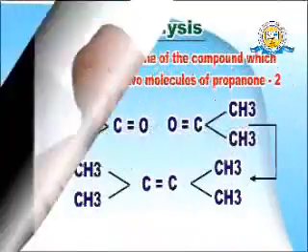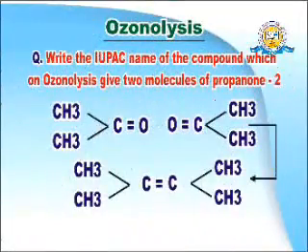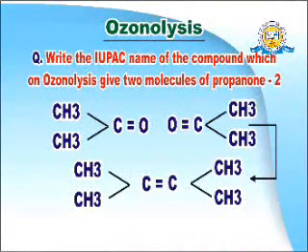We see a third example. I'll give it to you in the form of a question. Please see the question. An olefinic double bond compound on ozonolysis gives two molecules of propanone-2. What is the IUPAC name of this compound? It's a fine question, you can observe. Again I am repeating, an olefinic double bond compound on ozonolysis gives two molecules of propanone-2. What is the IUPAC name of that compound?